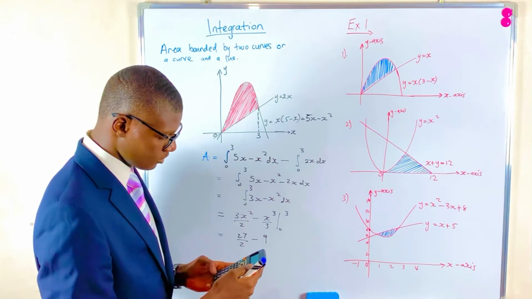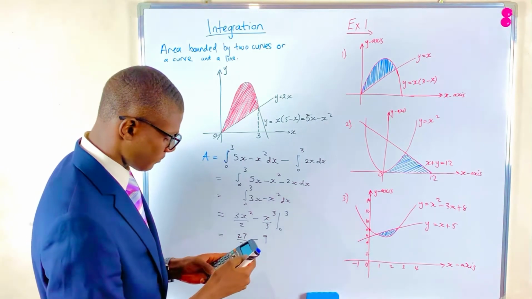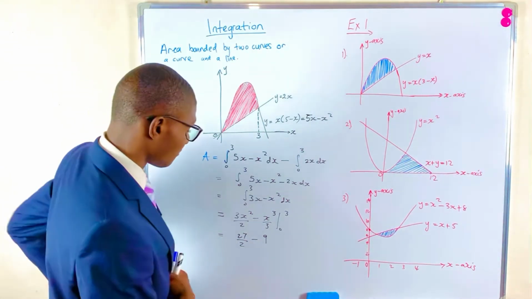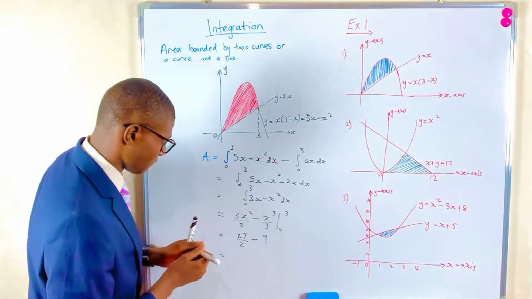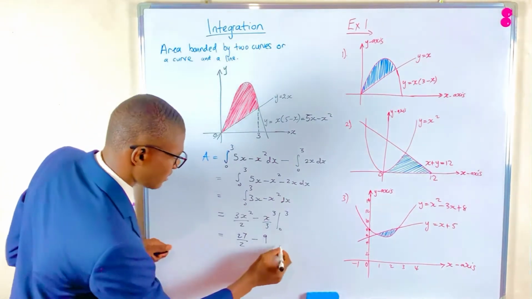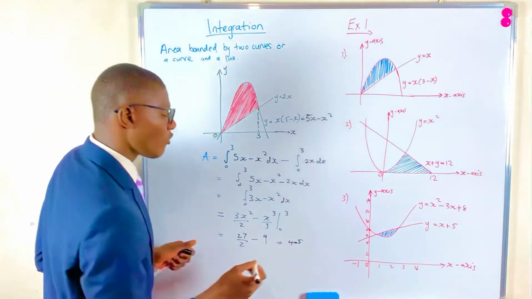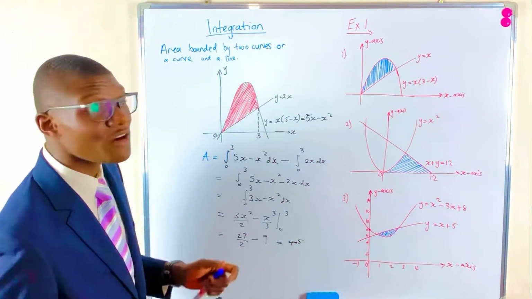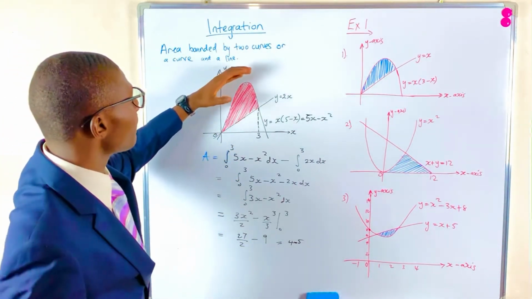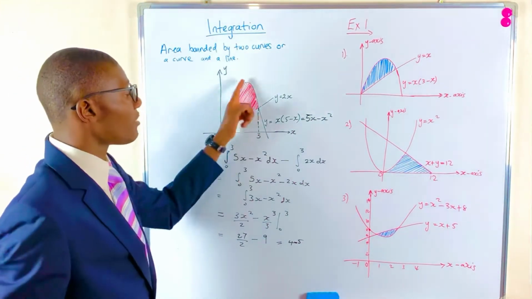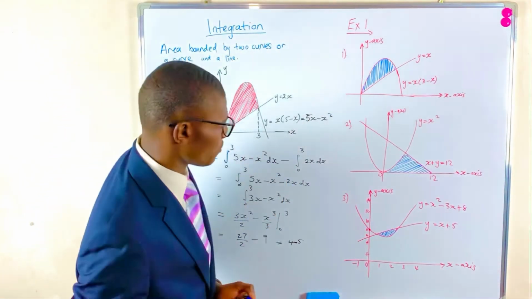27 over 2 minus 9 will give us 4.5. So the area of this shaded region is 4.5 square units. We've basically said the area under the curve above, minus the area under the line below. Now let's attempt these 3 questions.